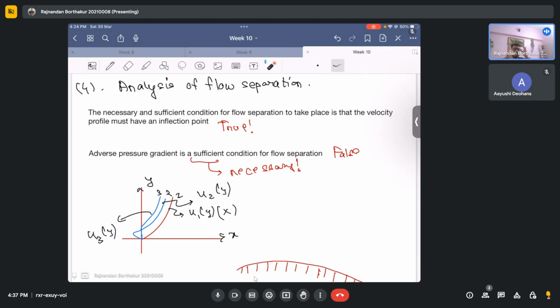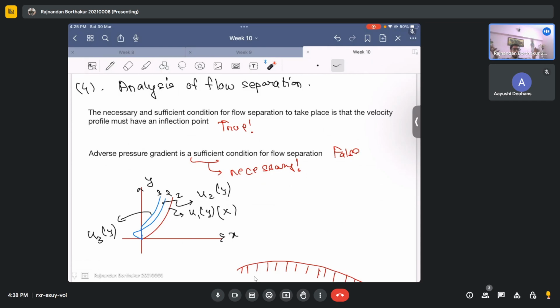Basically, they put anemometers in wind tunnels, and those anemometers give you the velocity profile. Then for various objects they try to understand how the velocity profile should look, and for each velocity profile you can calculate whether that particular velocity profile has an inflection point or not. If it has an inflection point, that means you're sure that your flow has separated.